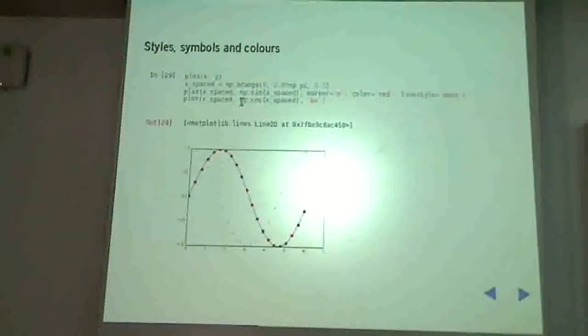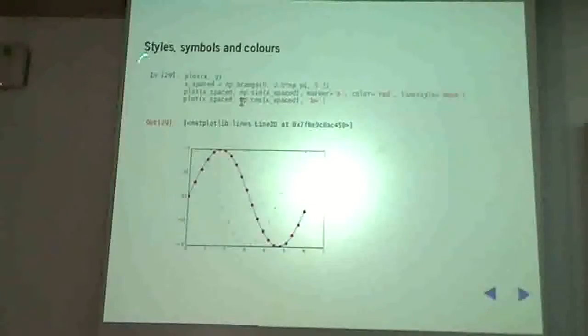Okay, let's go on. You can change styles, symbols, colors. Here is one example of that. What we do now is we create another array, xspaced, which again goes from 0 to 2 pi as before. Here I am explicitly using np.pi, which is the value of pi stored in numpy. But instead of steps of 0.01, I am doing it in steps of 0.3. So 0.3, 0.6, like that.